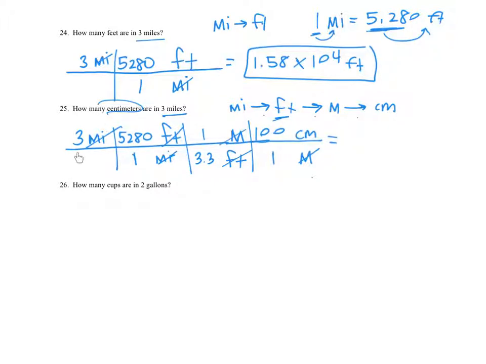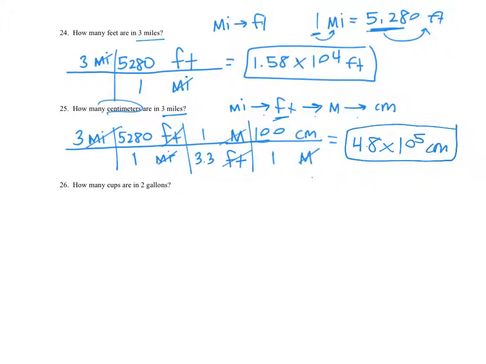So I would do 3 times, this is on the top, 5,280 divided by 3.3 times 100. So I just multiplied anything on the top, divided anything on the bottom. But again, either way would work. And your answer should be 4.8 times 10 to the 5th centimeters. So again, a number that was required to do scientific notation because it was so big.